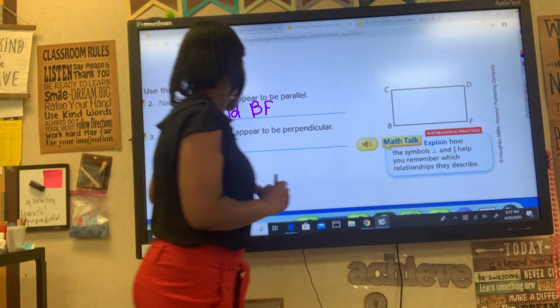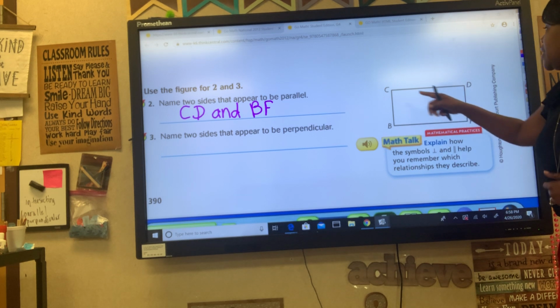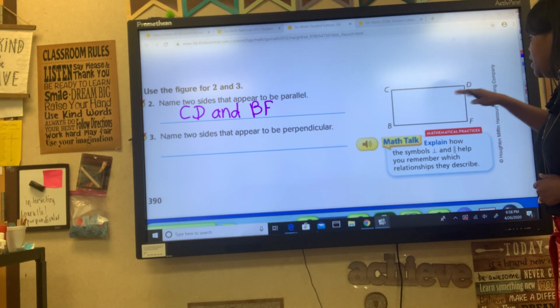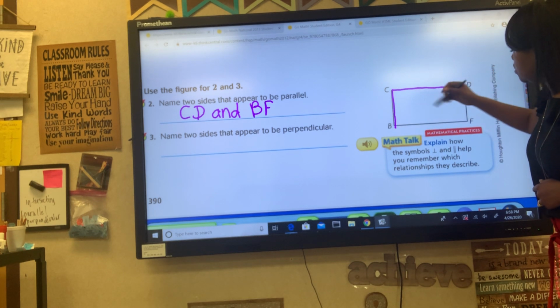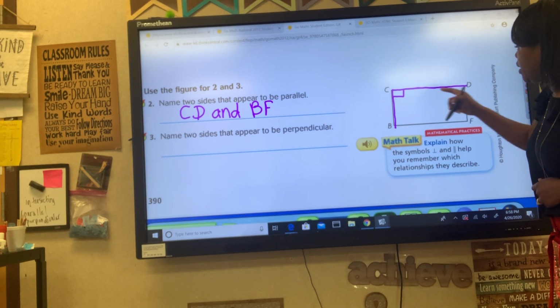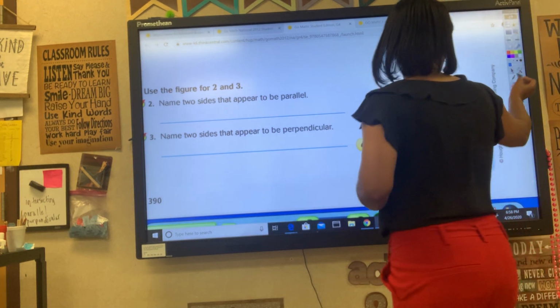On number 3, name 2 sides that appear to be perpendicular. Well, I want you to remember that perpendicular lines are lines in a plane that intersect to form a right angle. So look at CD and BC. Look right here. I can draw a square right here. And these 2 sides appear to be perpendicular. So on number 3, I'm going to write CD and BC.